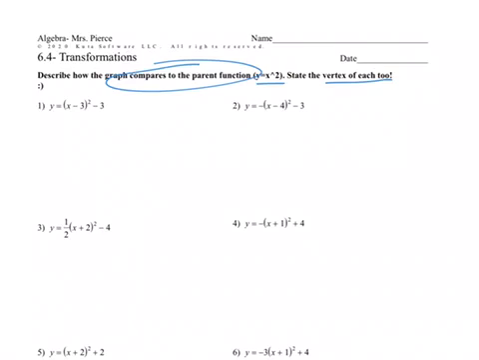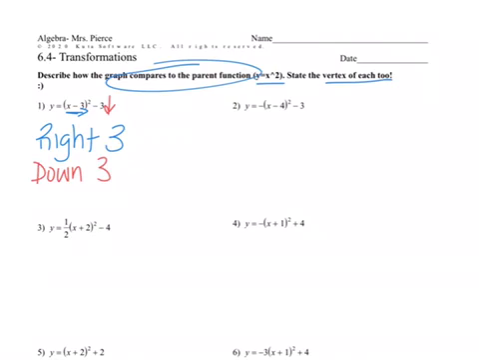I notice inside that I have an x minus 3. Remember that this is going to shift to the right because it's the opposite of what you think. So this is going to be shifting to the right 3 units. And then because of the minus 3 that's on the outside of that quadratic, this brings it down 3 units. That's it.